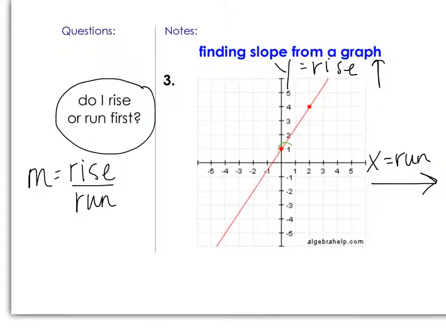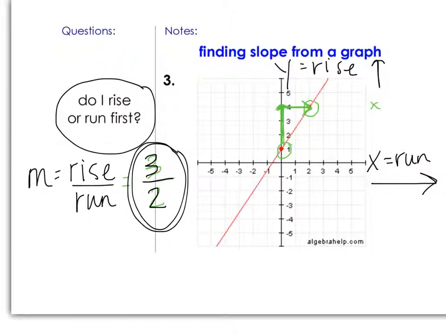So if I start at this point, 0, 1, how much do I rise to get to the x coordinate? If I look at this point, how much do I rise to get to where I can get to that point by running? Well, I rise 1, 2, 3 places, 3 units. Well, then how much do I run? I run 1, 2 units. So my slope, my rise over my run, is 3 over 2. I can't simplify that fraction anymore, so my slope is 3 over 2.